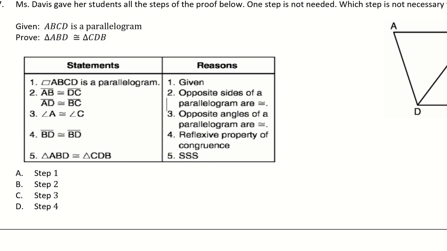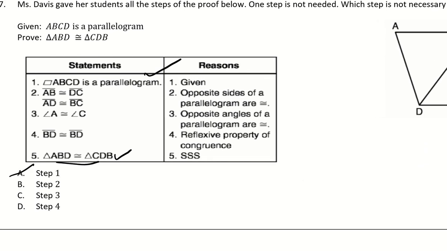Usually in the beginning of the proof, the first step is like the given, and then the last step is what you're trying to prove, right? So this is good, and this is good so far. Okay, so those are both good. So step 1 and step 5, so it can't be step 1, because that one is good. All right, so let's kind of walk through the proof real quick.